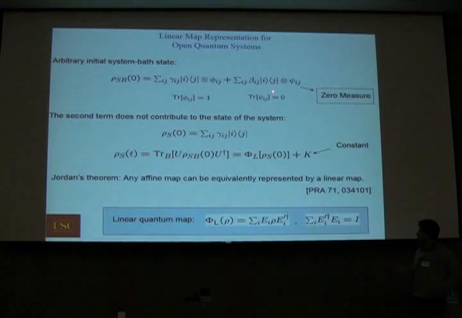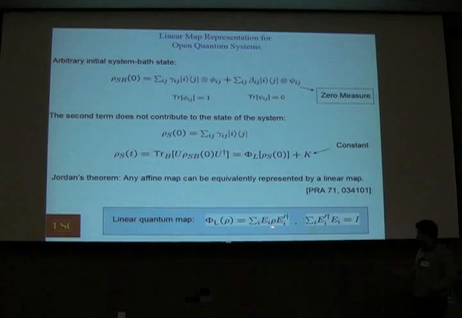It doesn't harm. Why? Because if I look at the state of the system at time zero, the second term does not contribute to that, so I can keep it as something fixed. And if I write the total evolution, I get a linear term plus some fixed constant term, so the whole thing would be an affine map. Taking a theorem from Thomas Jordan, we know that any affine map can be equivalently represented by a linear map. So what's the final conclusion? That we started from an arbitrary initial system-bath state and a general evolution, and we came up with a linear form for the dynamics.